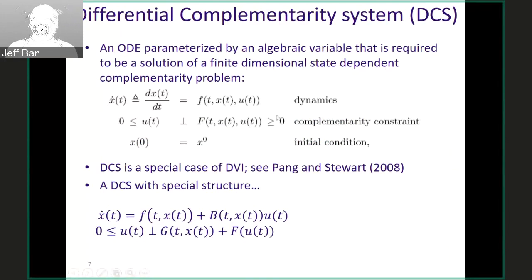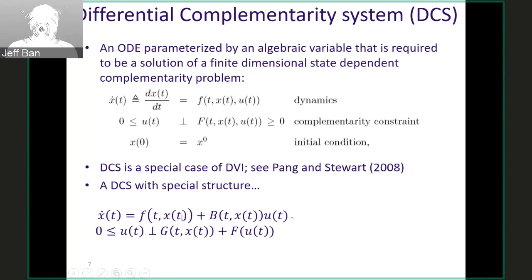That's why, as the form, you can hopefully understand that this is suitable for the DVE problem that we just talked about. And of course, this is a special form of DVI. You can see all the details in this review paper. Particularly, a DCS with a spatial structure, as I listed here.